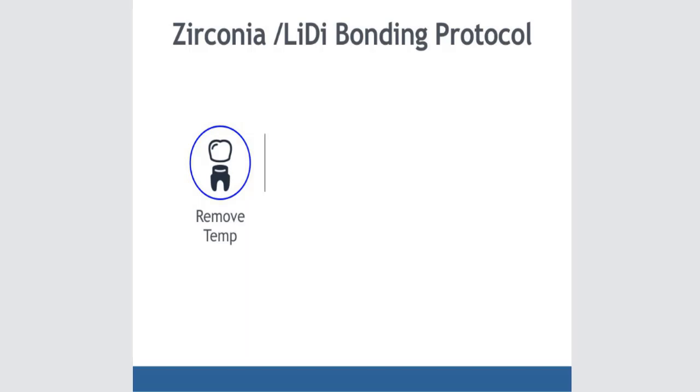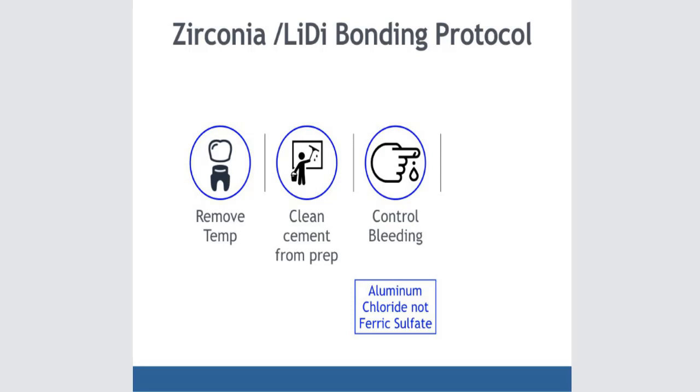One of the things we all agreed on is we've got to remove the temp. And of course you'd say, Sam, of course you have to remove the temp. But the problem is that when we're removing the temp, we're not very vigilant about removing all of the temporary material. And that is a bond killer. You have to remove all of the temporary material and all of the temporary cement and be very fastidious about cleaning off that preparation. We have to make sure that tooth is clean.